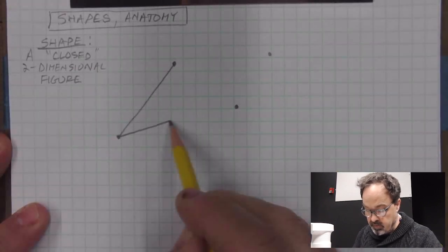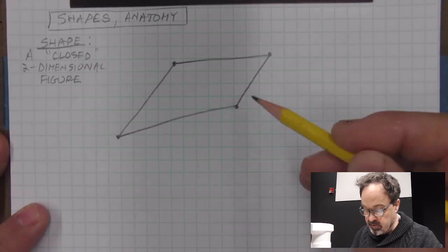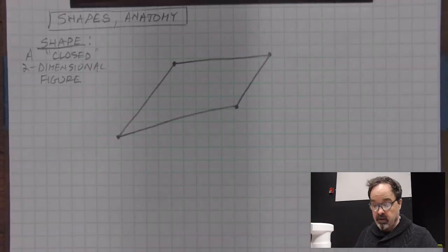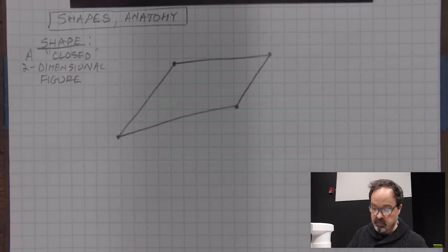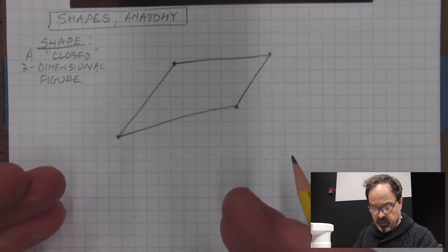This one is going to look like this, and it's not supposed to look like anything familiar. This isn't supposed to be a rectangle, a square, or rhombus, trapezoid, any special name. This is a generic shape. It does have 4 sides. Shapes can have 3 sides or many more. So this is a shape.